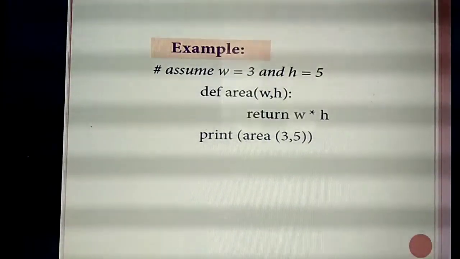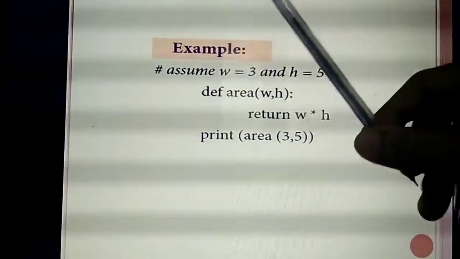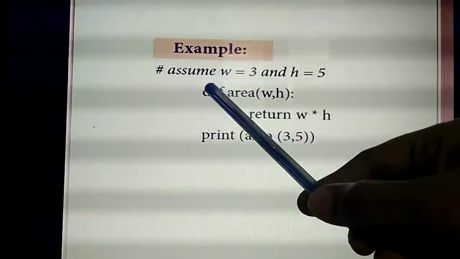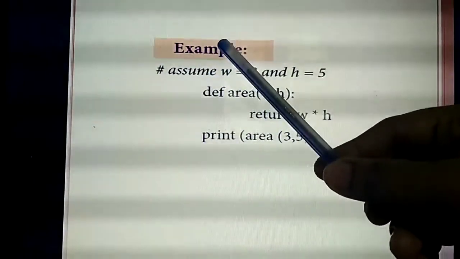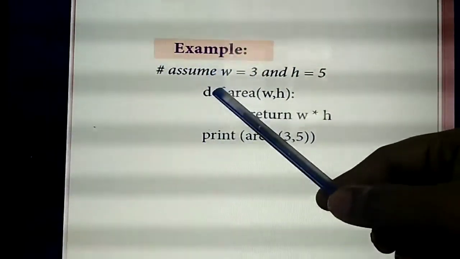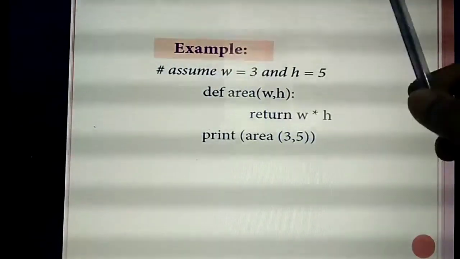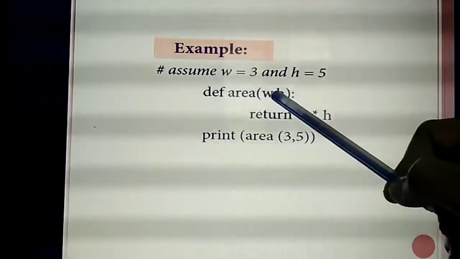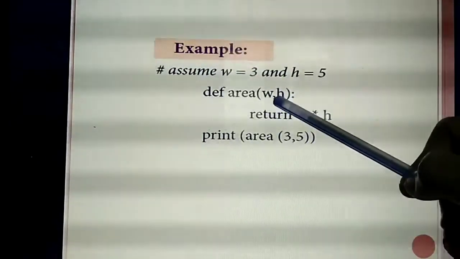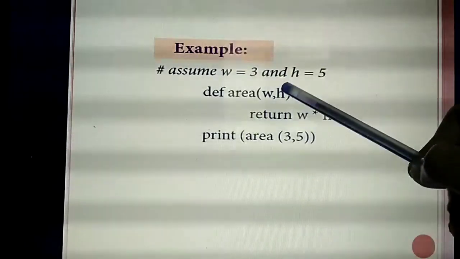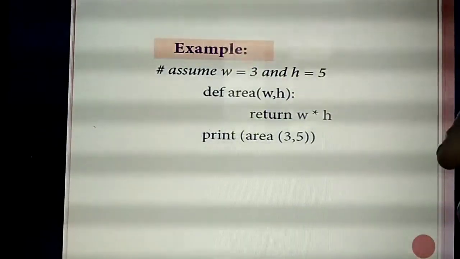So what do you mean by positional? For example, in this program, listen. What's this one? def is a keyword. Next, what's the format to write the function? Keyword def, then function name. What's the function name? area. What are the arguments here? W and H. This only we are calling arguments. Okay. So how many arguments are there? Two. What are they? W as well as H.